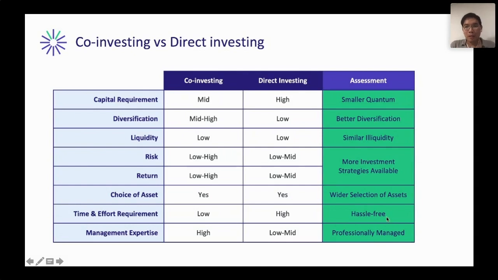On the cons, with co-investing there's lack of control, right? Because it's not fully owned by the investor as opposed to direct investing, and so you will give up some control there. Liquidity-wise, there's a typical lock-in period for the deals done through co-investing.